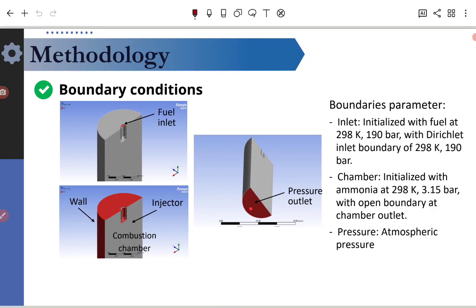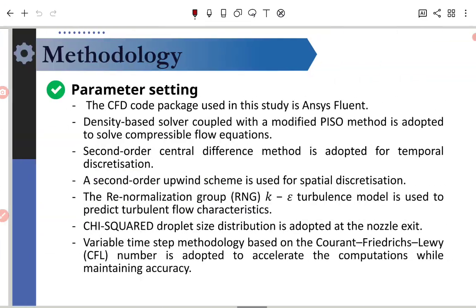And then these are the boundary conditions that we set for this simulation. At the inlet, we initialize the fuel at 298 K with 190 bar. For the chamber, we initialize the ammonia at 298 Kelvin with 3.15 bar, with the open boundary at the chamber outlet. And for the pressure outlet, we use atmospheric pressure.